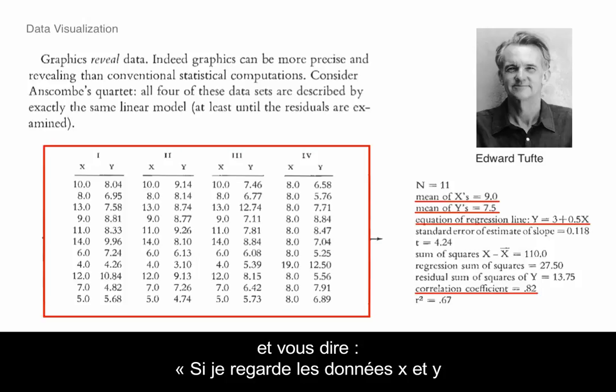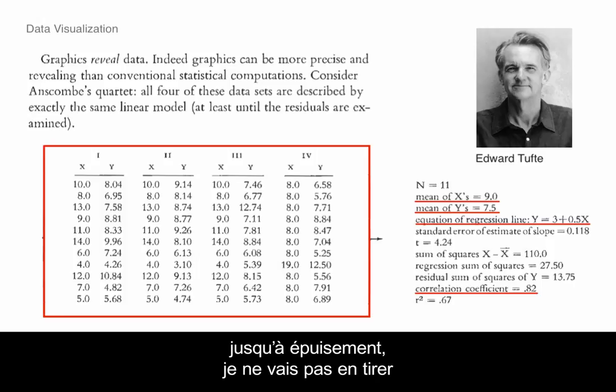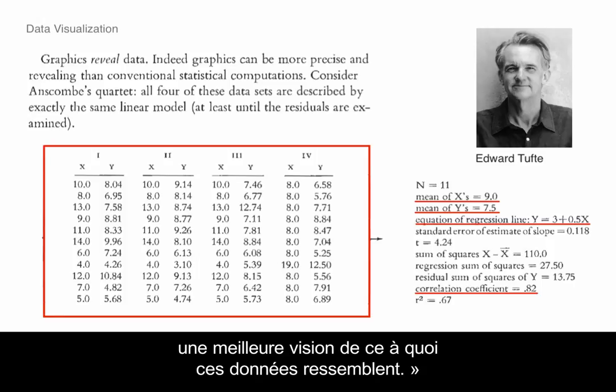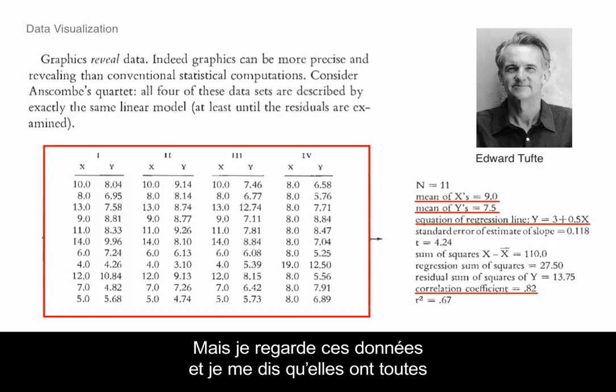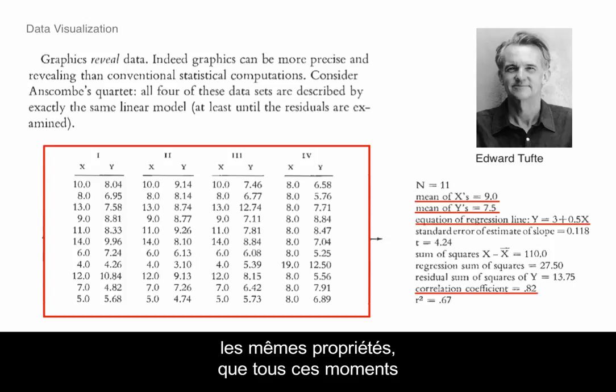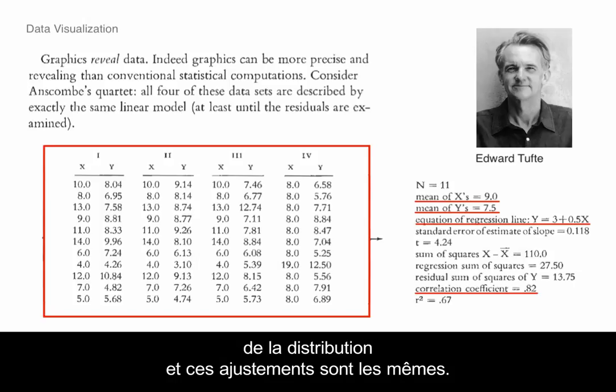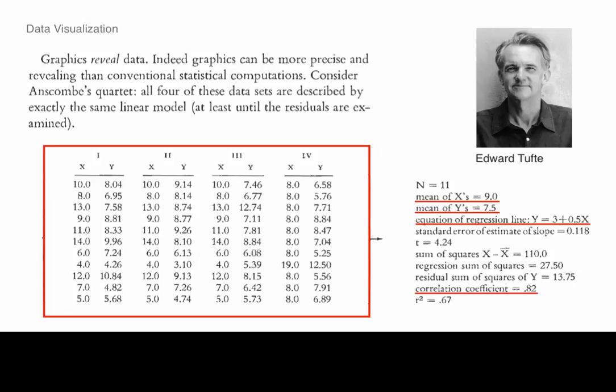So you could look at this, and I can look at this x and y data till I'm blue in the face, and I'm not going to really get much of a sense of what this data looks like. But if I were to look at these and say, hey, all of these have the same properties, all these moments of the distribution and the fits are exactly the same, it's kind of like the same data, right? Maybe, right?